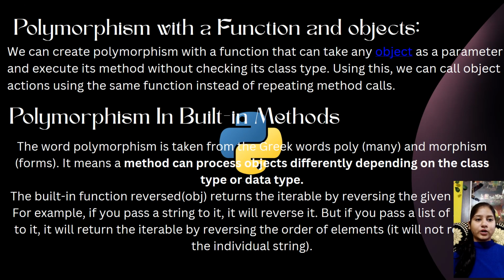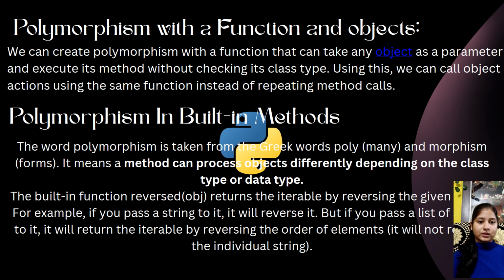Coming to polymorphism with a function and objects. We can create polymorphism with a function that can take any object as a parameter and execute its method without checking its class type. Using this, we can call object actions using the same function instead of repeating method calls.